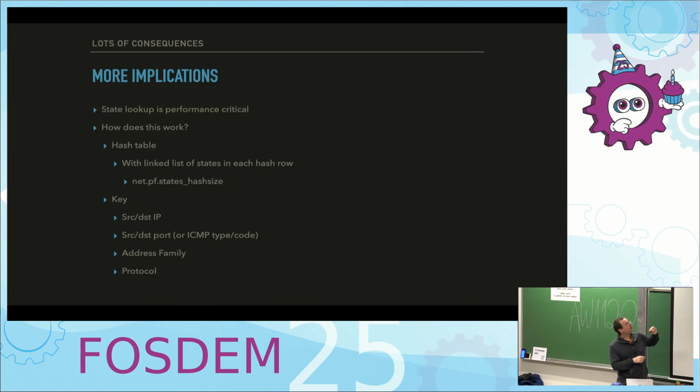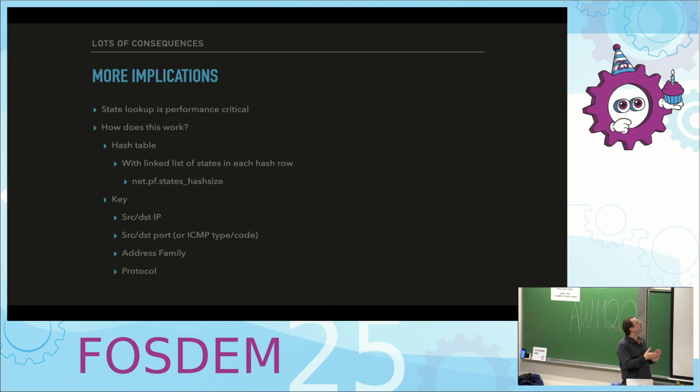You can configure how big this hash table is. There's a sysctl, or a tunable rather, net.pf.states_hash_size. This is important because if you have many more states than you have rows in your hash table, you will end up with many states in every single row, and there are many hops on the linked list that you need to walk through before you find your packet.